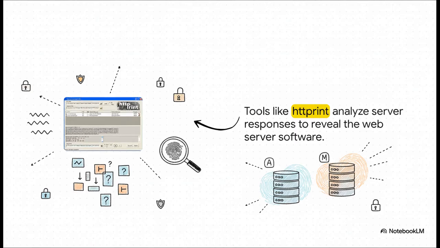A tool, like HTTPrint here, sends out some requests and then carefully analyzes the replies that come back. You see, different web servers, like Apache or Microsoft's IIS, have their own little unique quirks in how they respond. And those quirks? Those are the digital fingerprints that totally give them away.